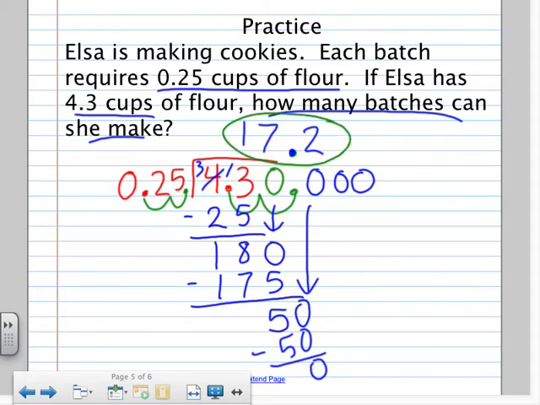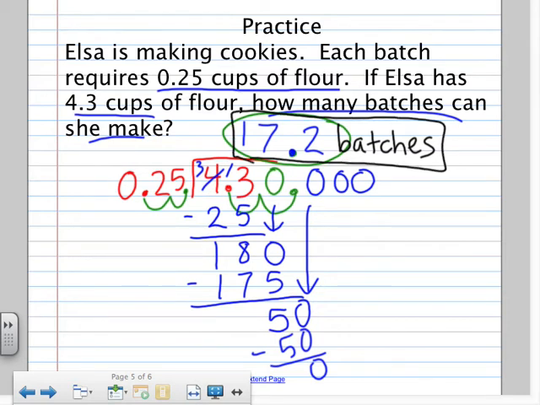And it's a word problem, so I need to make sure I write my units. So I got 17.2 batches. You could make a 0.2 of a batch. You'd have to do some math to figure out how much to add for everything else. But you may also just say 17 batches, okay? So 17 or 17.2 batches would be the answer.